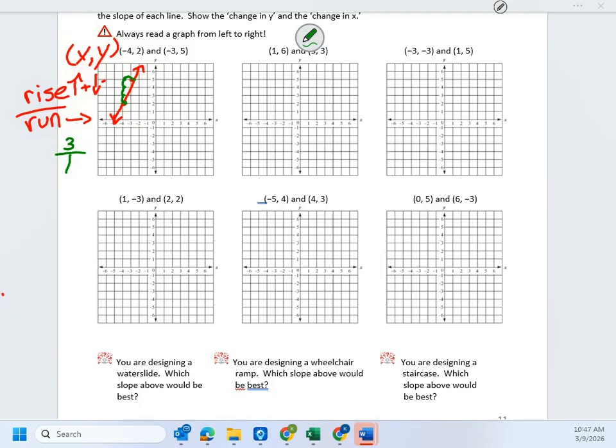Did that one make sense? All right, let's look at our next one. You're going to plot your 2 points. Plot 1, 6 and 5, 3 and draw your line. Now go ahead and do that right now. See if you can figure out the slope, and then we're going to check it. Then you're going to figure out your rise. Are you going up? Are you going down to get to your second point? And then figure out your run.